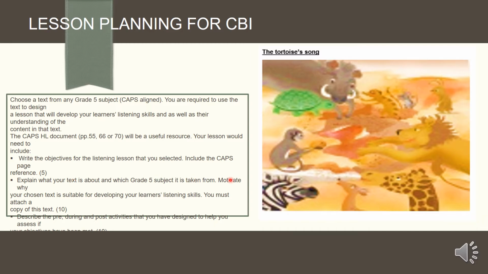You may attach a copy of this text. Describe the pre, during, and post listening activities that you have designed to help you assess if your objectives have been met. And lastly, in the form of a table, indicate which activities are assessed, which objective, during which phase of the lesson. Okay.